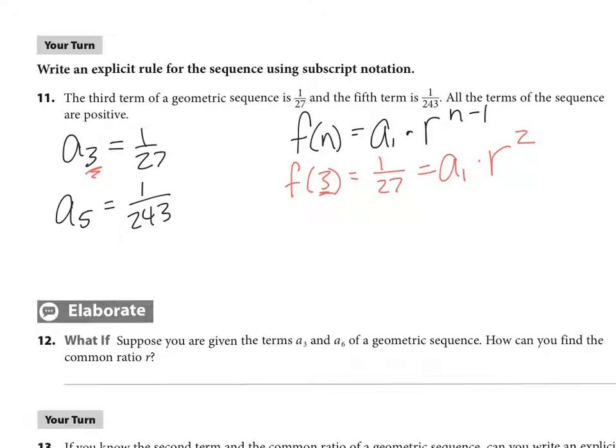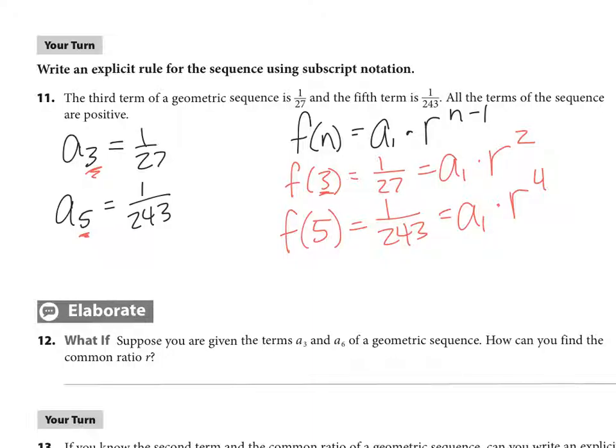Now, can I do the same thing for f of 5? Sure. 1 over 243 equals a1 times r to the fourth power. Are we still okay? Okay, now, how are we going to use that to determine the values of a1 or r, one or the other, or both?